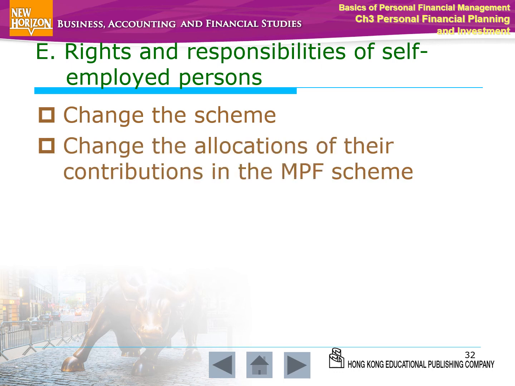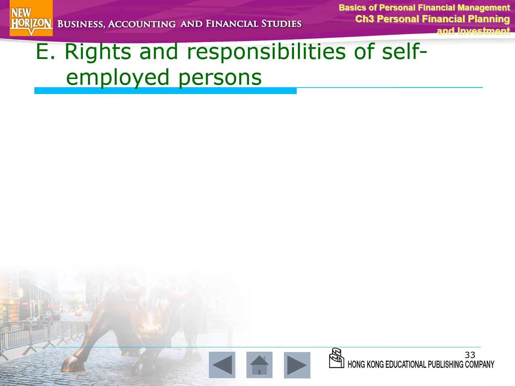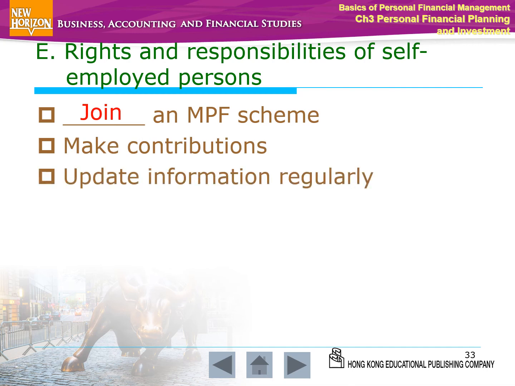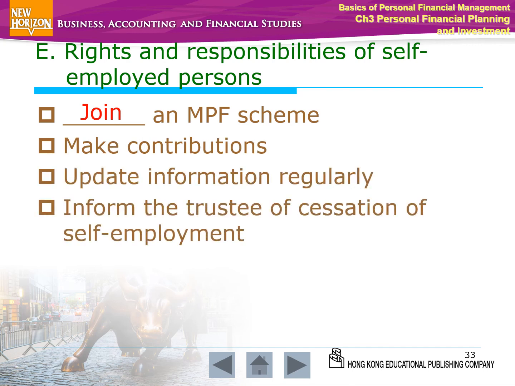They can change the allocations of their contributions in the MPF scheme as well, just like you. The responsibilities of self-employed persons are to join the scheme. You have no option not to join and make contributions and update the information regularly. The self-employed persons must inform the trustee of cessation of self-employment.